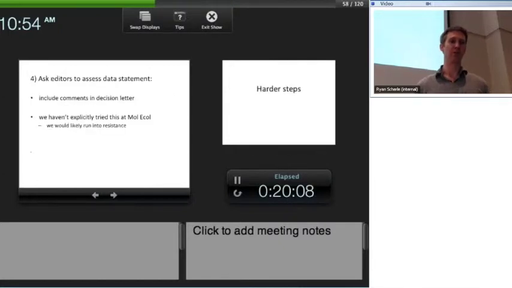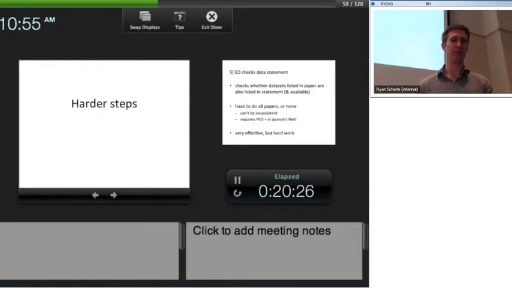We can ask the editors to assess the data statement. We don't do this in Molecular Ecology. We've talked about it in editorial board meetings, and there's a bit of resistance from them. We feel they're doing a lot for us already, and we don't want to push them any harder. So they could include comments on data archiving in their decision letter.